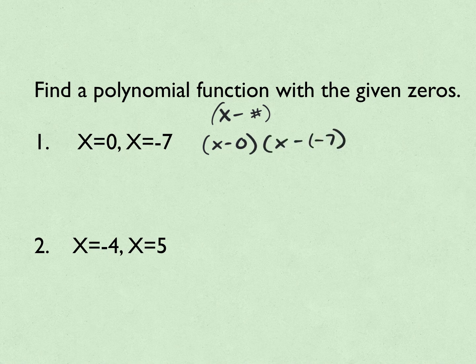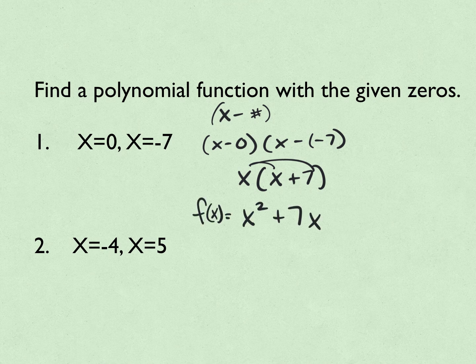Well, I can write this a little bit better. X minus 0 would just be what? X. And x minus -7 would be x plus 7. And then to come up with our polynomial, we just have to multiply it out. So this would be x squared plus 7x. And then you always want to just name your function, put an f of x in front of it. So f of x equals x squared plus 7x.